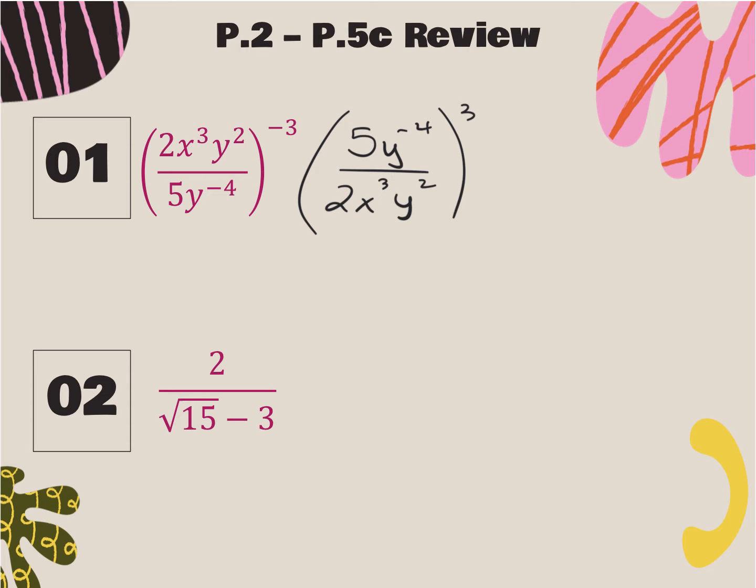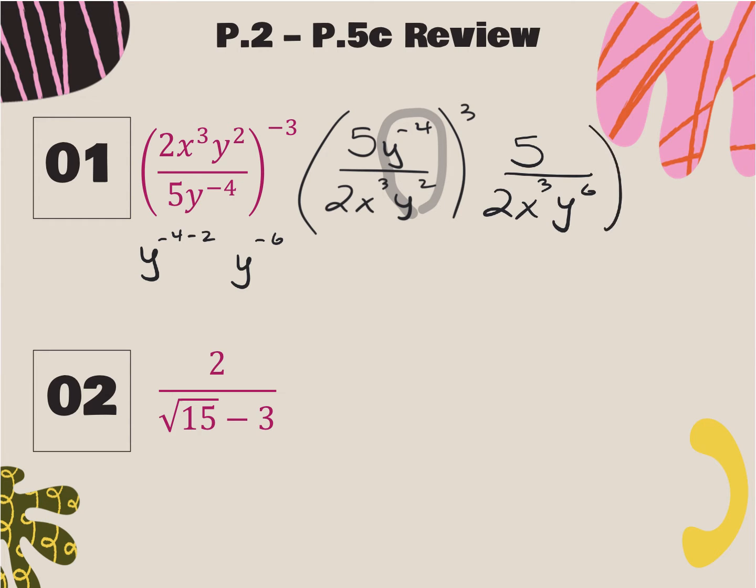I could also simplify the y's if you'd like as well. Actually, I could go ahead and take care of the y's. I could do here, y to the negative 4 minus 2 is going to give me y to the negative 6. So I could go ahead and subtract that, and then I get 2x to the third, and then y to the negative 6 becomes a positive 6 when it's in the bottom.